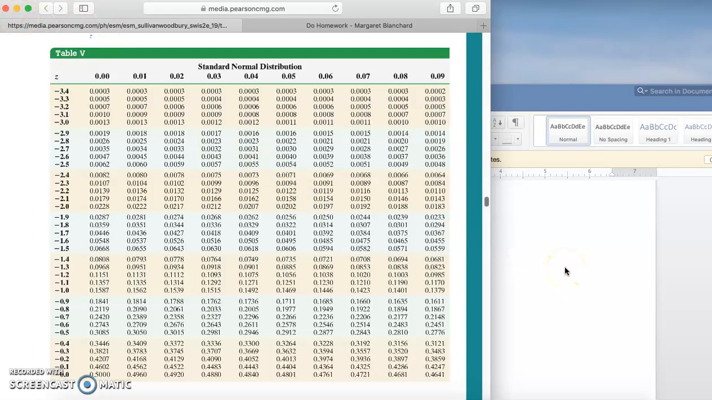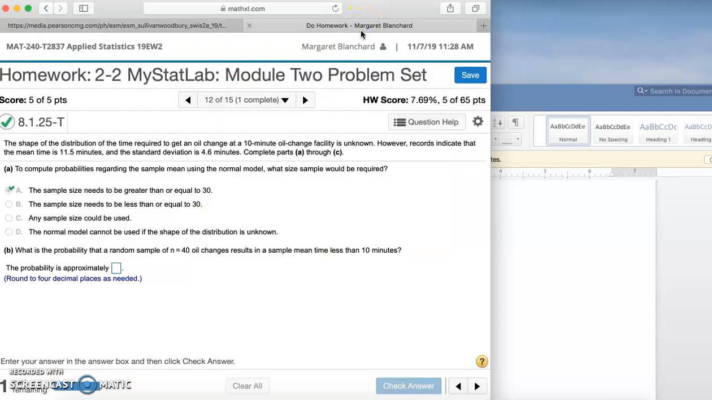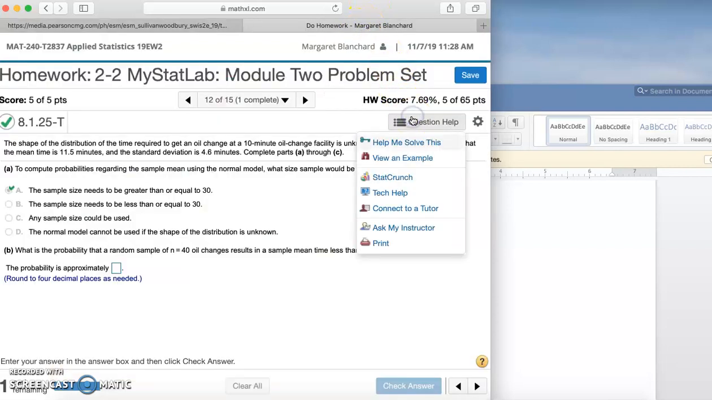So our z value is negative 2.06. That means we come over here to negative 2, and then we go across to 0.06. This is the probability that the value is less than negative 2.06 on the standard normal distribution. But that's equivalent to less than or equal to 10 minutes because we converted it. So from there, we would know that our answer is 0.09197.